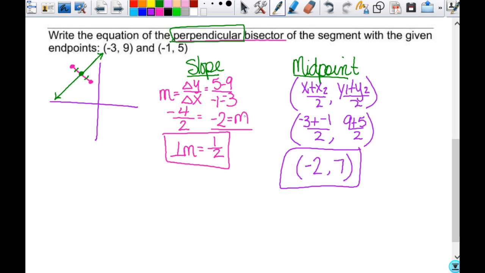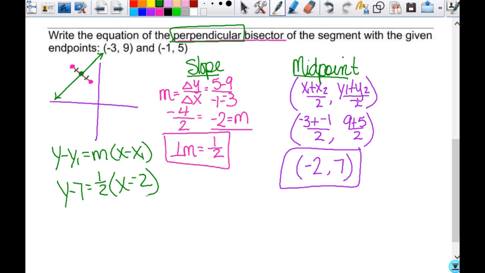Now that we have that, we can go and write the equation of our line in point-slope form. So I'm not using those anymore. I'm using this. So this is going to give me y minus 7 equals 1/2 times x minus a negative 2. Remember, cleaning it up does not mean go forth and do all of the math you could possibly do. It means you get y minus 7 equals 1/2 times x plus 2.